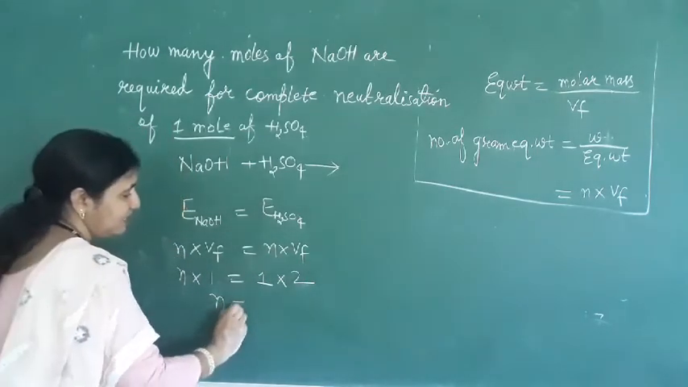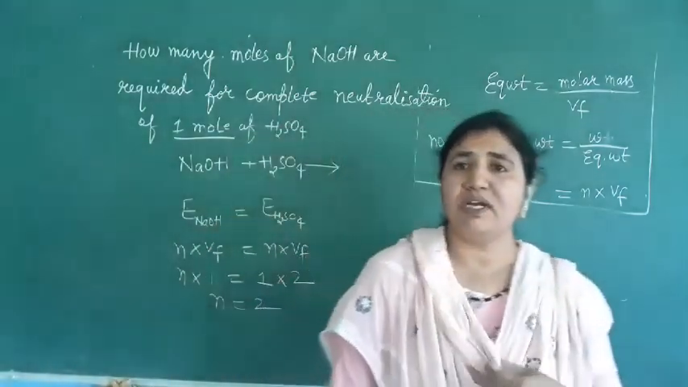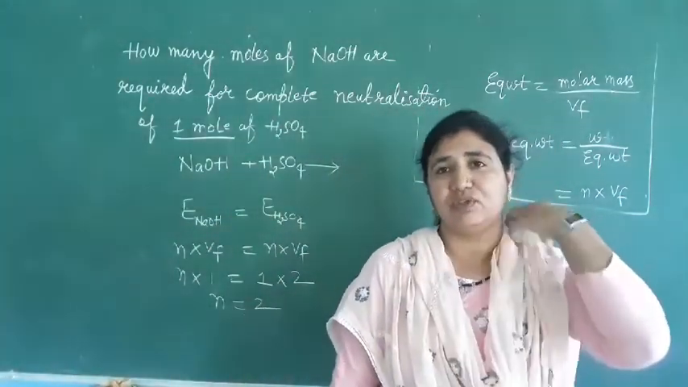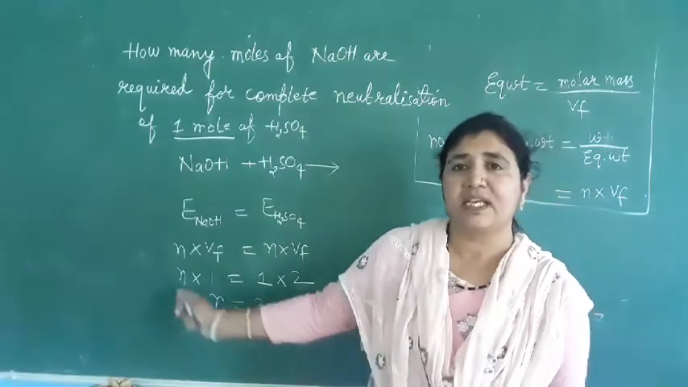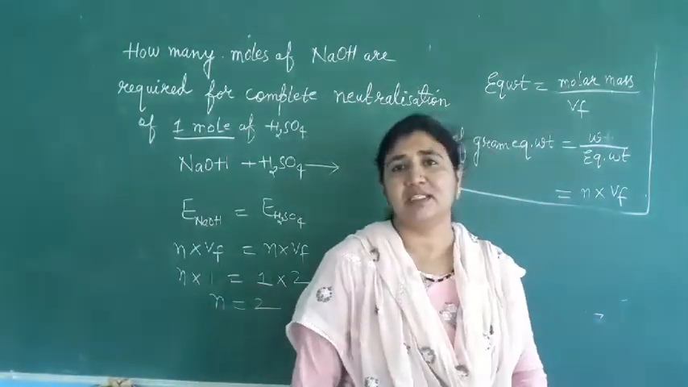So N will be what here? 2 here. So number of moles of NaOH required for complete neutralization of 1 mole of H2SO4 is what here? 2 here. Easy only it is. So just you have to use this formula and you can get the answers here.